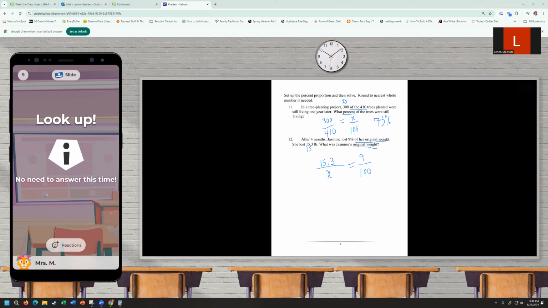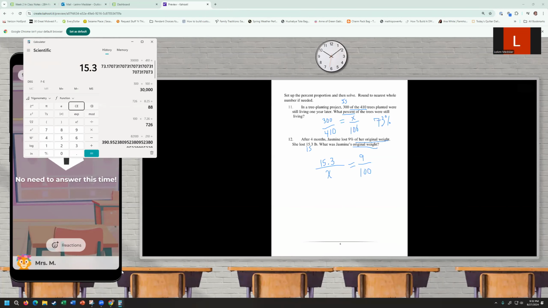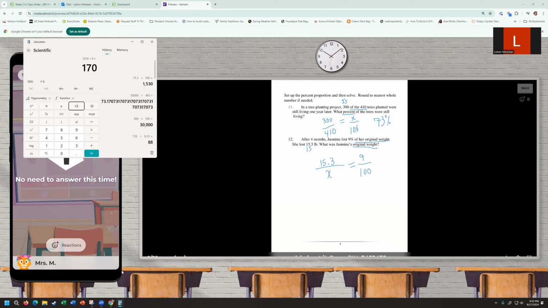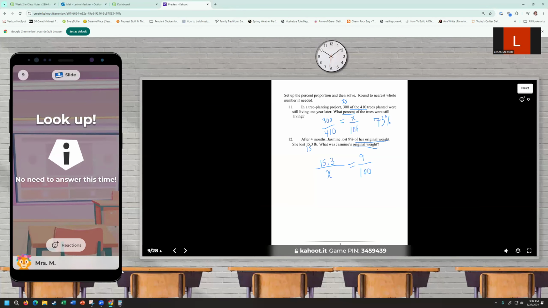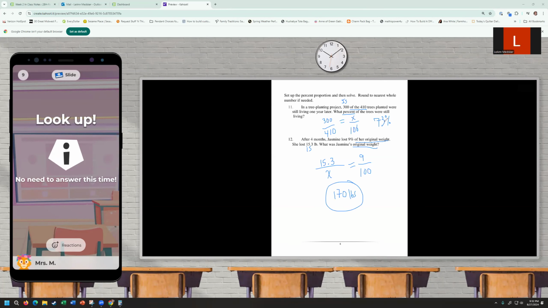So we're going to cross multiply, do 15.3 times 100, which is 1,530, then divide that by the 9. That'd be 170 pounds is her original weight. So LBS number, you will not be asked to usually write the units in the Newton homework. All right, let's go to our next slide.